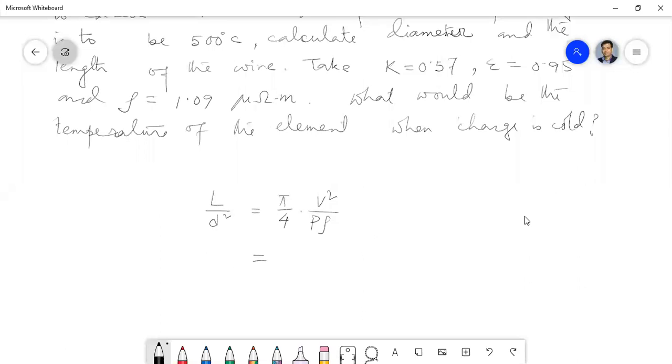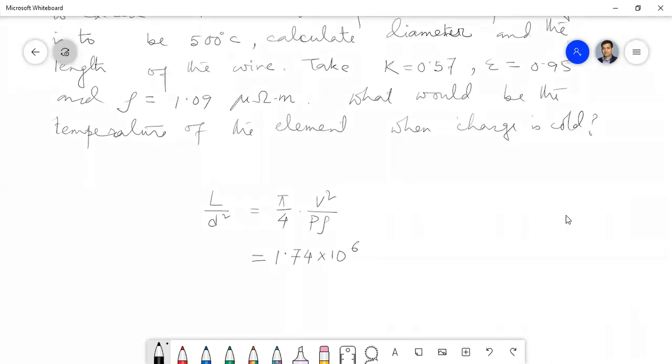Yeah, you tell. 1.743 into 10 to the power 6. Okay, so 1.743 into 10 to the power 6. Correct. Now the next, so this is from equation 4.